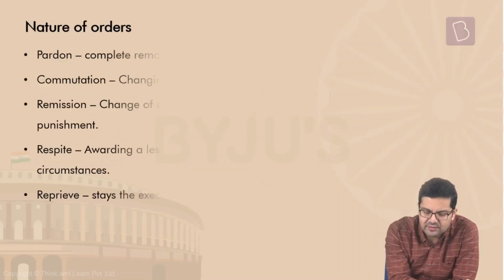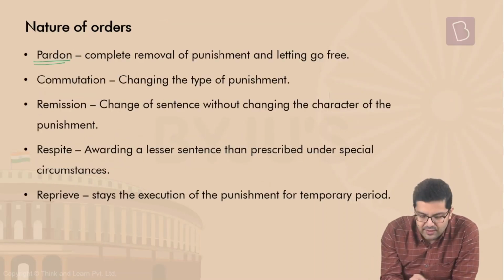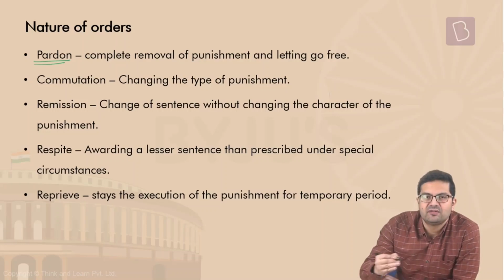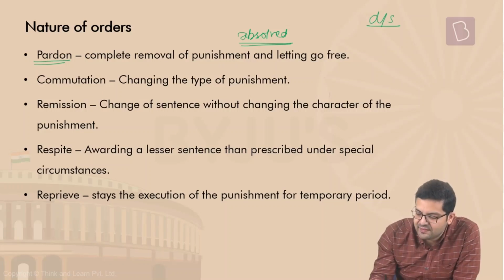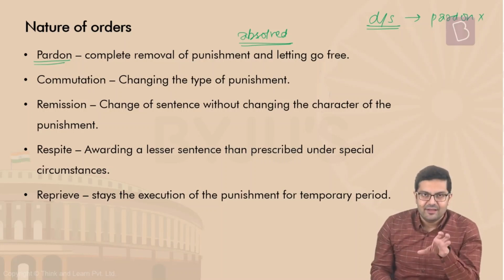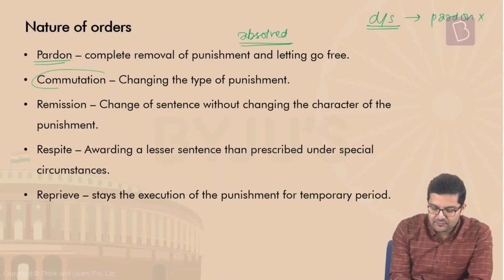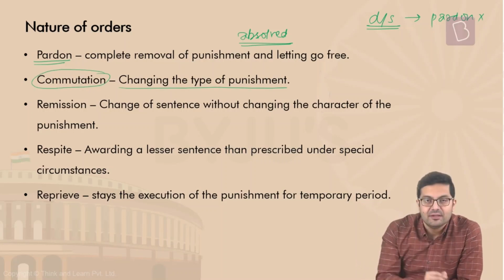Now coming to what these terms mean. First things first, pardon. What is pardon? Complete removal of the punishment and letting a person go free. You are absolved of all the guilt. You are free to go. Now, as I said, if you have been given a death sentence, you are not pardoned directly. That's not done. When a person is given a capital punishment, what is done is your sentence is commuted. What is commutation? Changing the type of punishment, the nature or the character of punishment is changed.